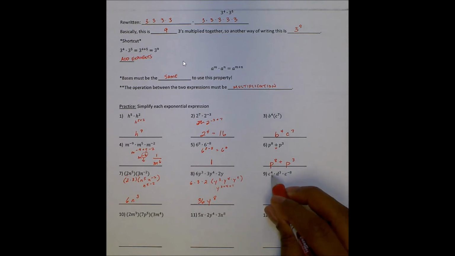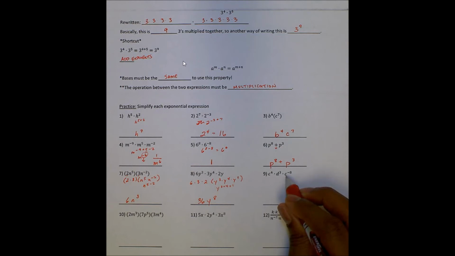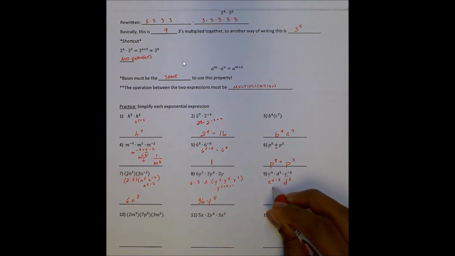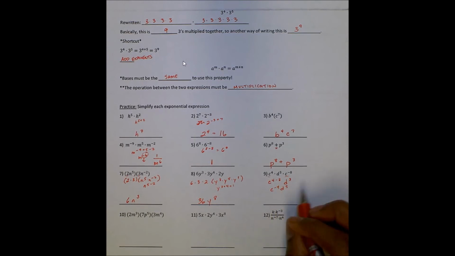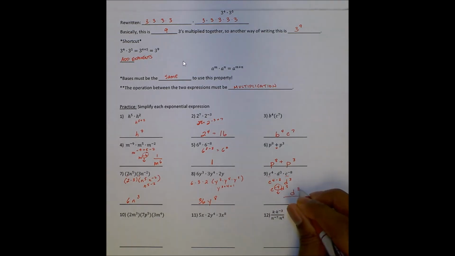Okay, you'll see that we have C, D, and C, so I want to group these C's together. C to the 4th minus 8, D to the 3rd. So 4 minus 8 is negative 4, D to the 3rd. And so I have a negative exponent. I want to move that to the denominator. Remember, so that the exponent becomes positive. So we have D to the 3rd, it stays in the numerator, over C to the 4th.